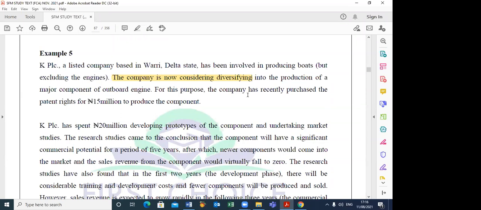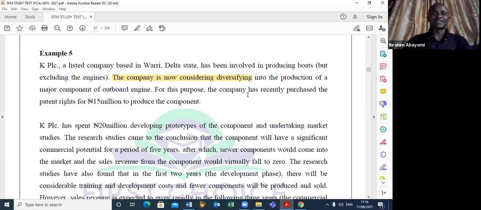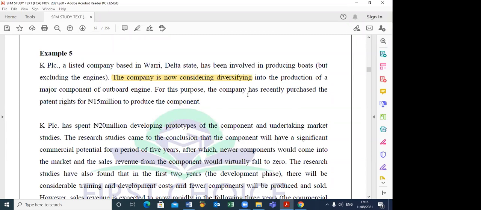Is it relevant or irrelevant? If it is relevant, why? If it is not relevant, why? It's relevant. Okay, why? Because it's just recently purchased. Intangible. So it is relevant.